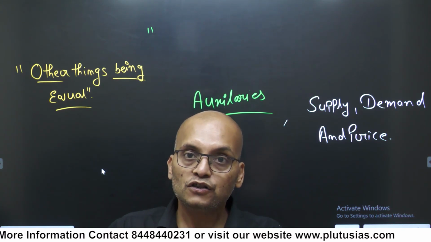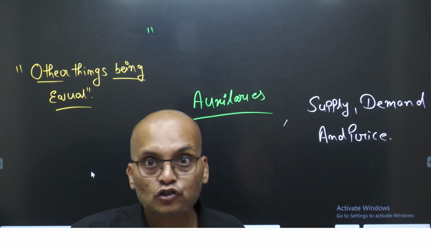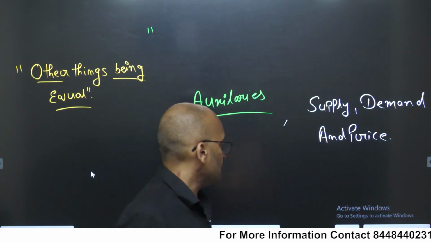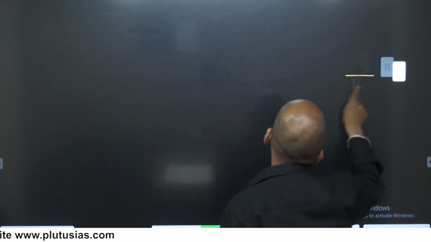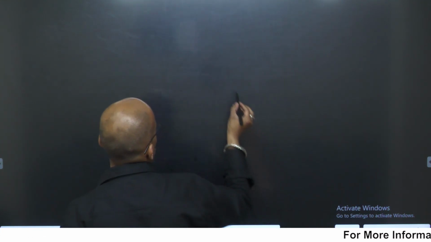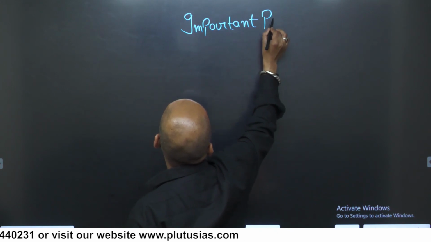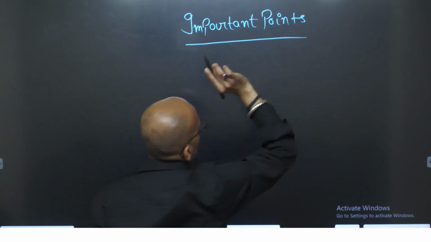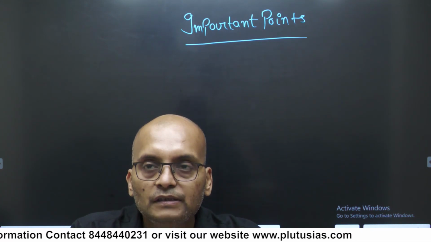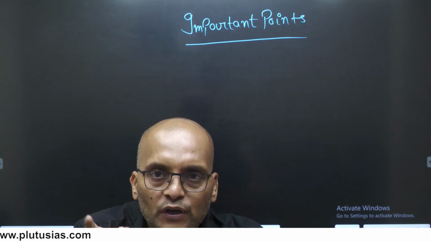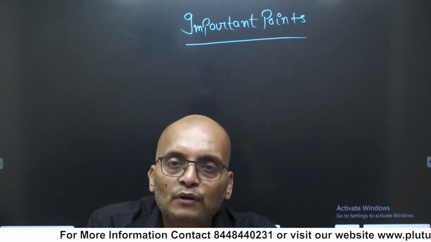Okay. So now I have given you the introduction of the Marshallian approach. Now there are a few important points regarding the Marshallian approach. So put on the heading in a fresh page: important points of Marshallian approach. First I will make you write each point one by one, and then I will explain that point. That way you will be able to understand better.